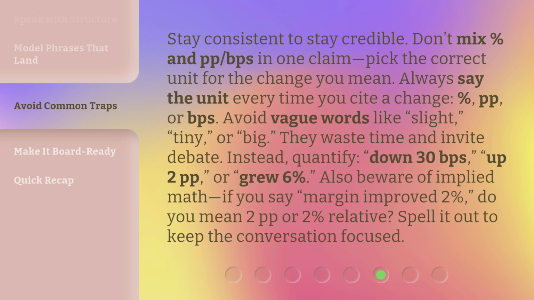Also beware of implied math. If you say, margin improved 2%, do you mean 2 PP or 2% relative? Spell it out to keep the conversation focused.